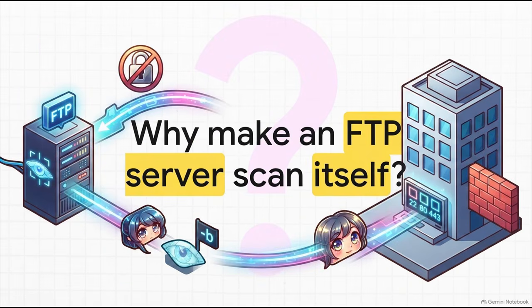And hey, speaking of bouncing off third parties, why make an FTP server scan itself? Using the FTP bounce scan, which is the -b flag, you can actually ask a vulnerable third-party FTP server to send files to your target's ports just to see what's open. Because organizational FTP servers are often placed where they have deep internal network access, you are essentially proxying your scan through their internal systems to entirely bypass their outer firewalls.